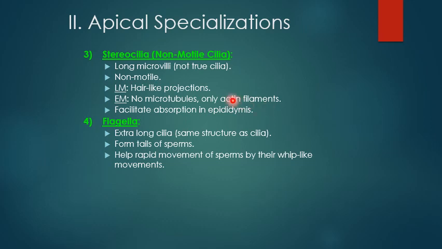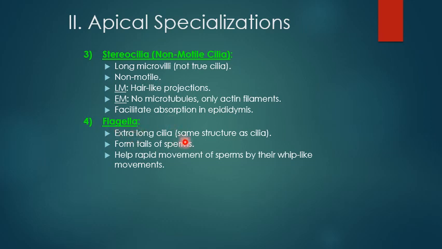Stereocilia, as we said, are not cilia; they are long microvilli, and they are not motile. They are present in only one place, which is the epididymis. They are important for absorption of the contents, as the epididymis stores sperm, and many changes occur in this sperm during which absorption is needed.